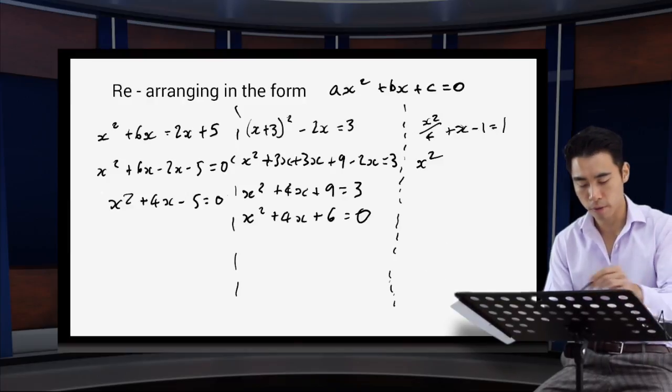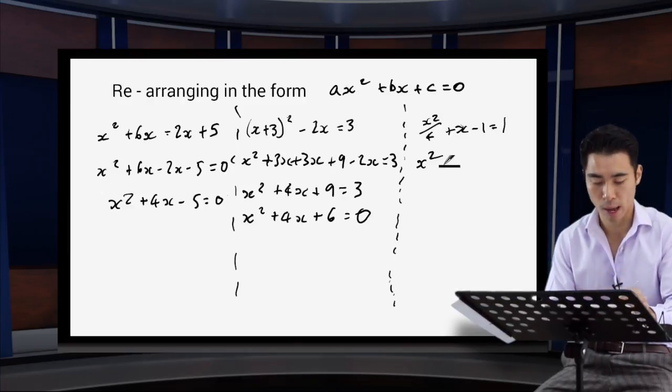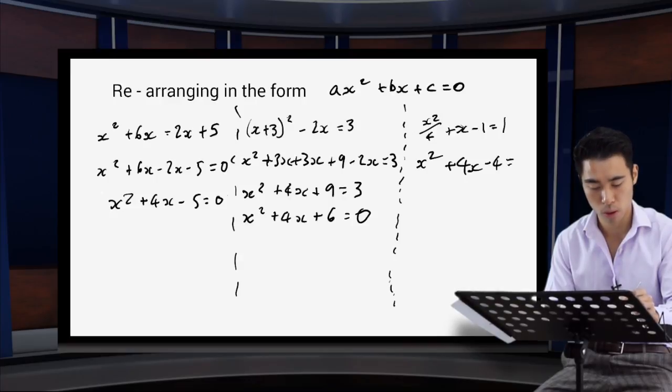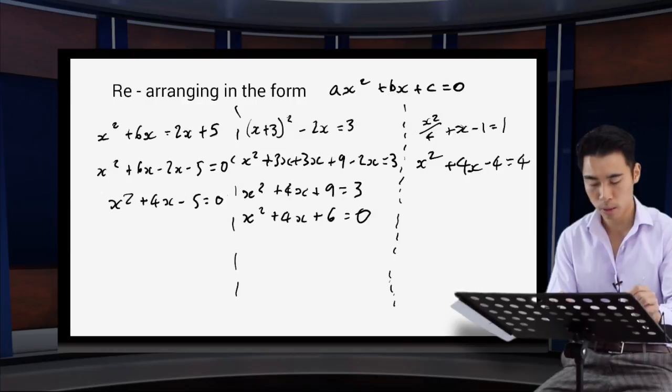Second term, I've got plus x, and I'm multiplying that by 4, so that's obviously just going to be plus 4x. This one here, minus 1, oops, sorry, that's plus 4x. Minus 1 times by 4, minus 4, equals 4.